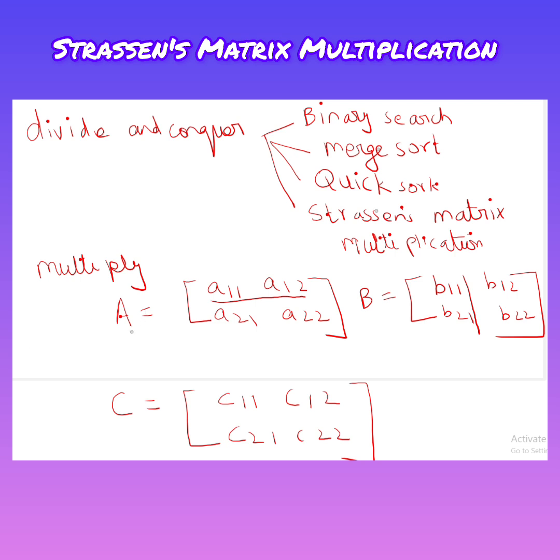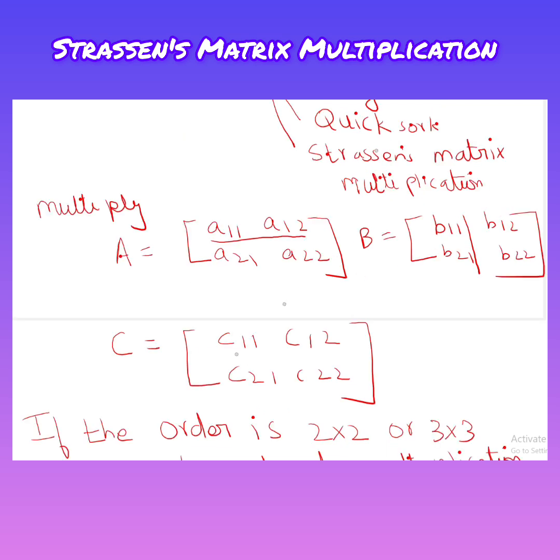So here consider A and B as the two matrices, and if you want to multiply them, how will you multiply? You take the first row and multiply it with the first column of the second matrix. So A11 into B11 plus A12 into B21. Likewise, for the second row, you take A21 into B12 plus A22 into B22. That we all know. So the resultant matrix we get will be C11, C12, C21 and C22.